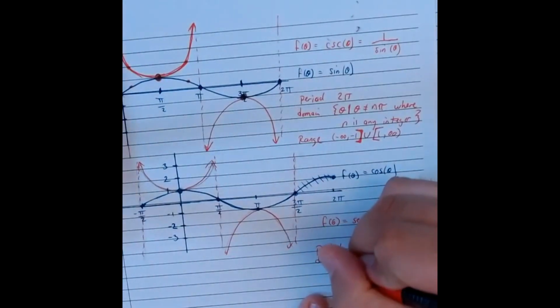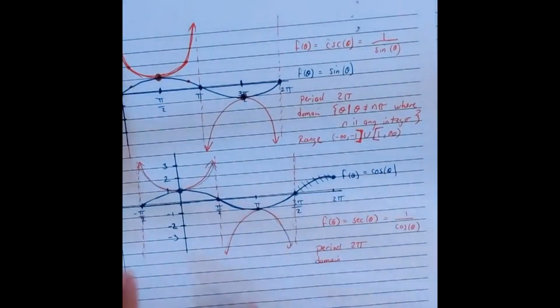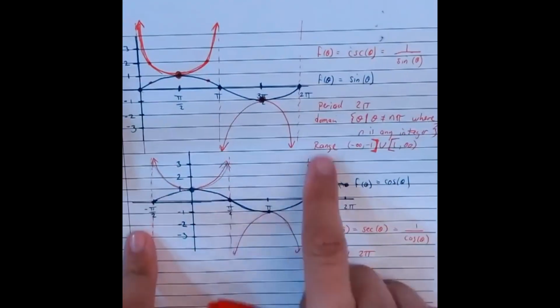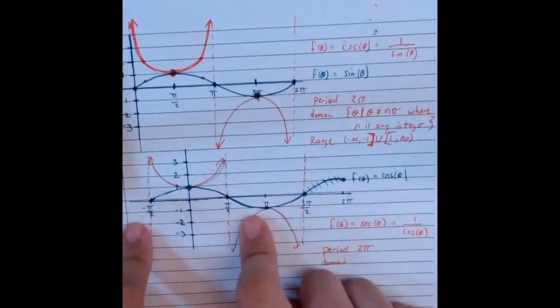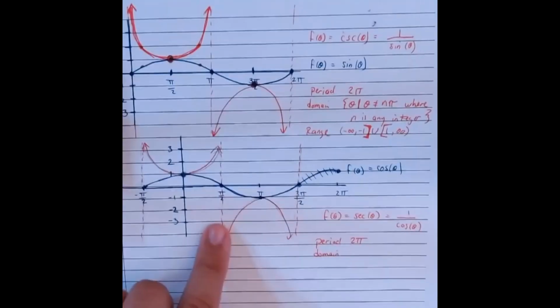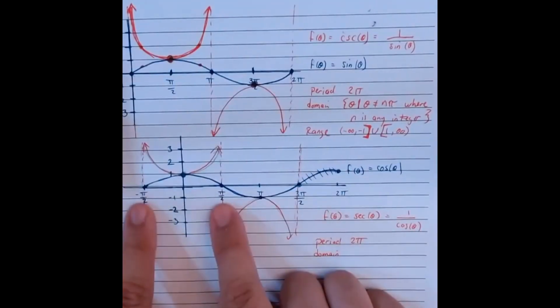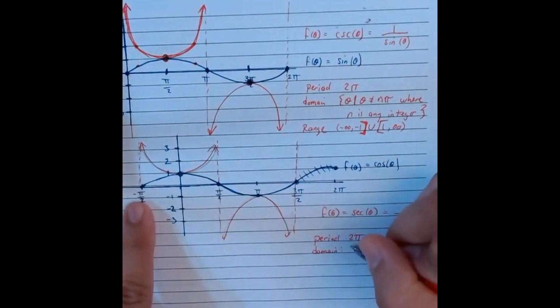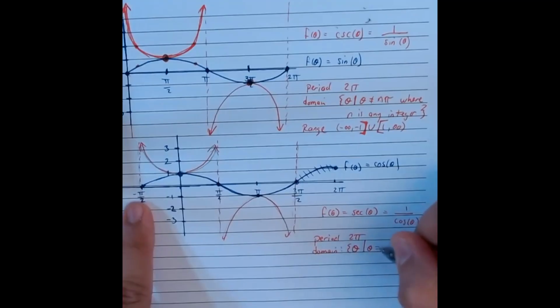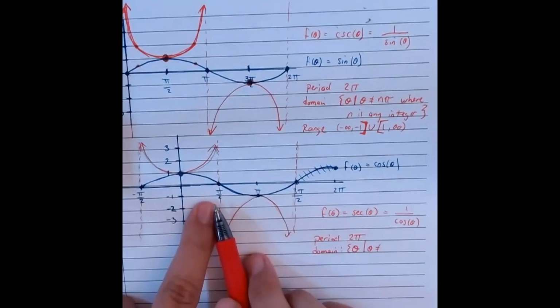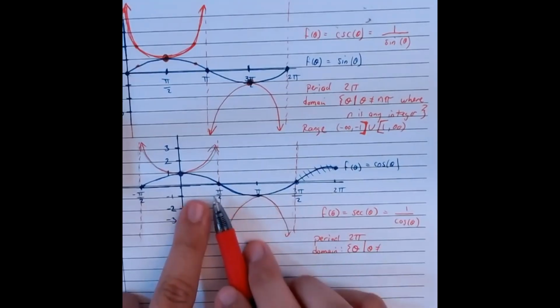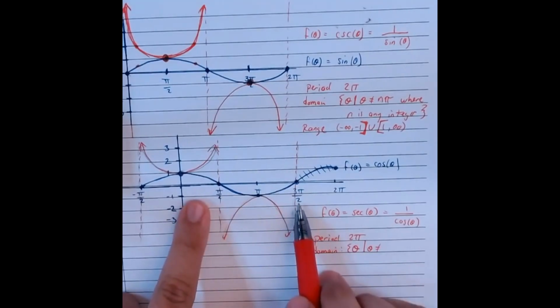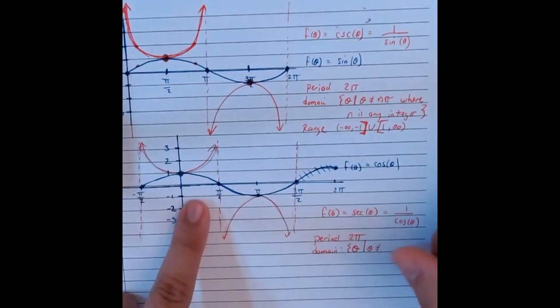The domain of this one is all real numbers except for these asymptotes. You notice these asymptotes are in the same place as the asymptotes of tangent, right? At negative pi over 2, at pi over 2, 3 pi over 2, 5 pi over 2, and so forth. So the domain of this one will look the same as the domain of the tangent function. It's going to be all thetas, such that theta is not equal to some odd number times pi over 2, 1 times pi over 2, 3 times pi over 2, 5 times pi over 2, and so forth.